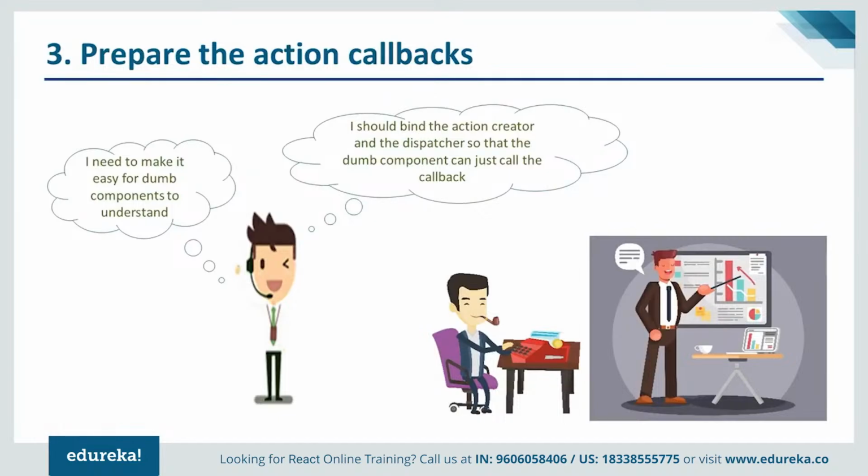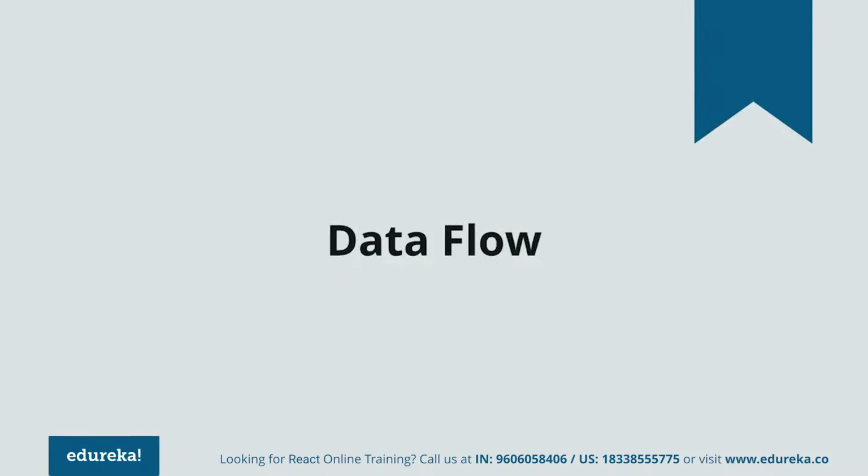And as I mentioned, if something needs to be updated, because the store is immutable, an action needs to be triggered, which will be done by the action.dispatcher method. So the action will call the action creator and the dispatcher so that the dumb component can just call the callback. Now the data flow, we will see how the data will flow among all these components.